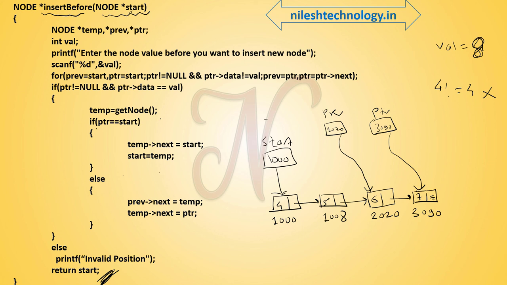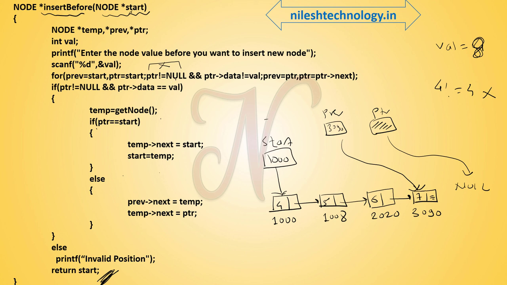Again ptr is not equal to null and the ptr of data, meaning 7, is not equal to 8. True. So prev equal to ptr. So prev is pointing to this location 3090 and ptr equal to ptr of next. So here ptr of next is null. So here there is a null address. Okay. Again check, ptr is not equal to null. Here this condition is false. Okay, because here we finish the linked list and on terminating the linked list the data is not matched.